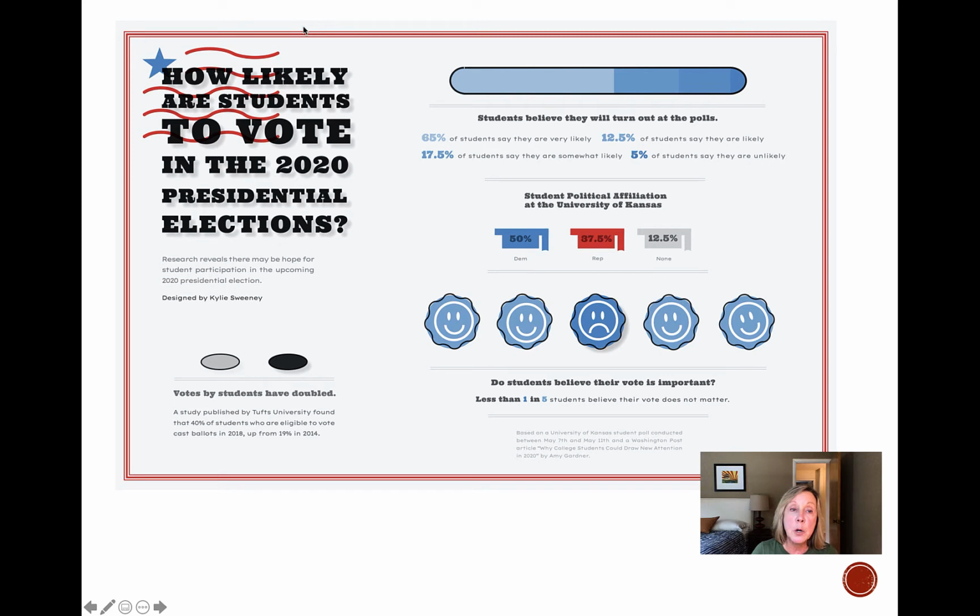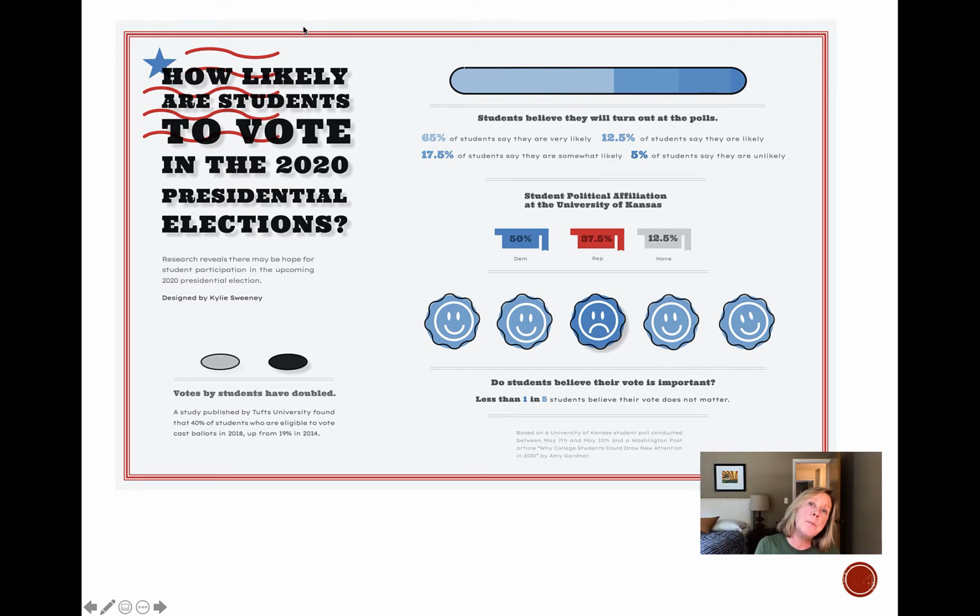Research reveals there may be hope for student participation in the upcoming 2020 presidential election. Now, this is a good summary, but I'm going to just offer a perspective on how this might have been made just a little bit stronger.